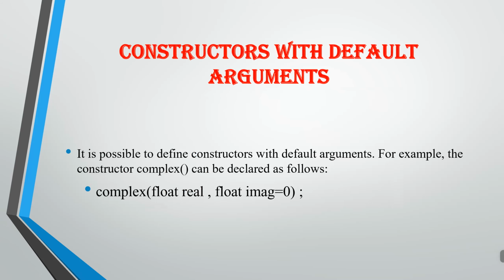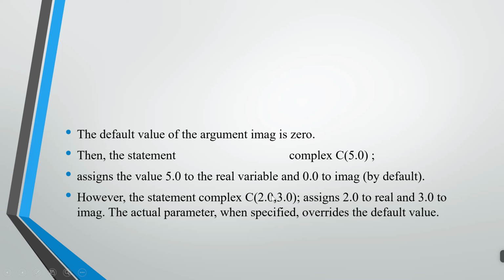But there is also a possibility that you can create another argument as 0. The meaning of this is you are defining a constructor with the real value as a real value. If somebody gives an imaginary value, you take that imaginary value. If there is no imaginary value, you keep it as 0. That is the meaning of the default argument. How does it work? Let me explain. I have an object called C with the two arguments 2.0 and 3.0.